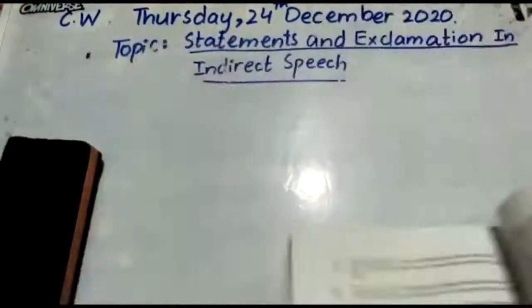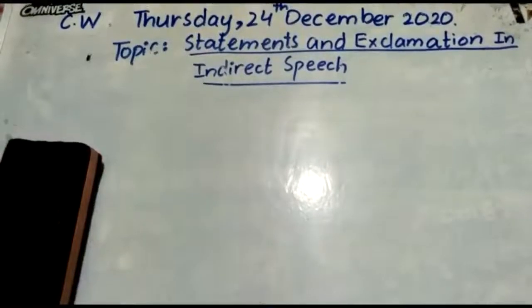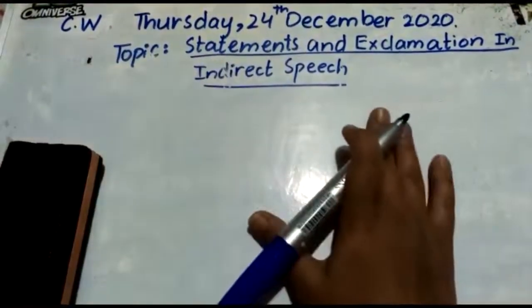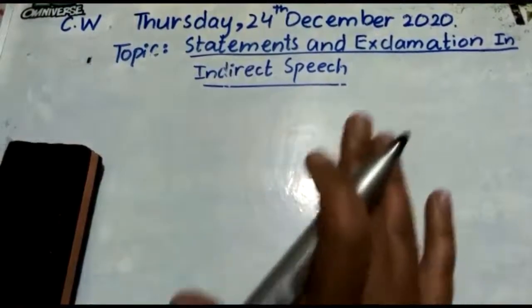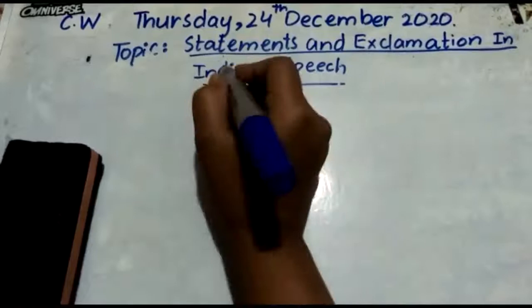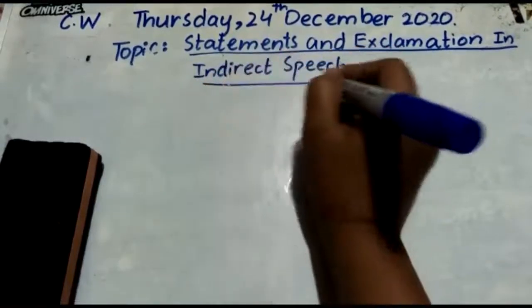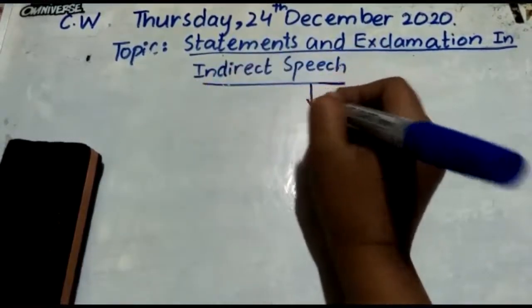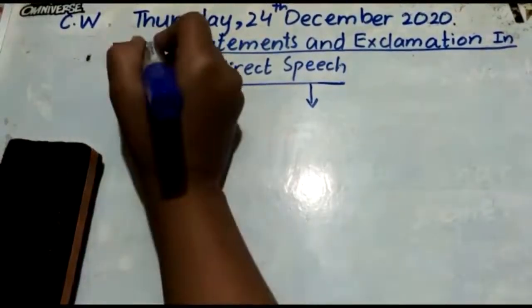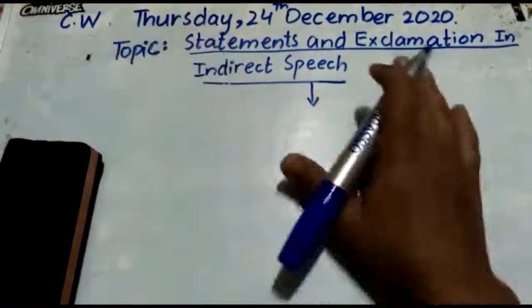So now let's start today's discussion about statements and exclamation in indirect speech. This topic has itself three subtopics. The first one is statement, then exclamation, and indirect speech. Let me tell you first what is speech. Speech is basically a way of reporting something. A way of talking is known as a speech.